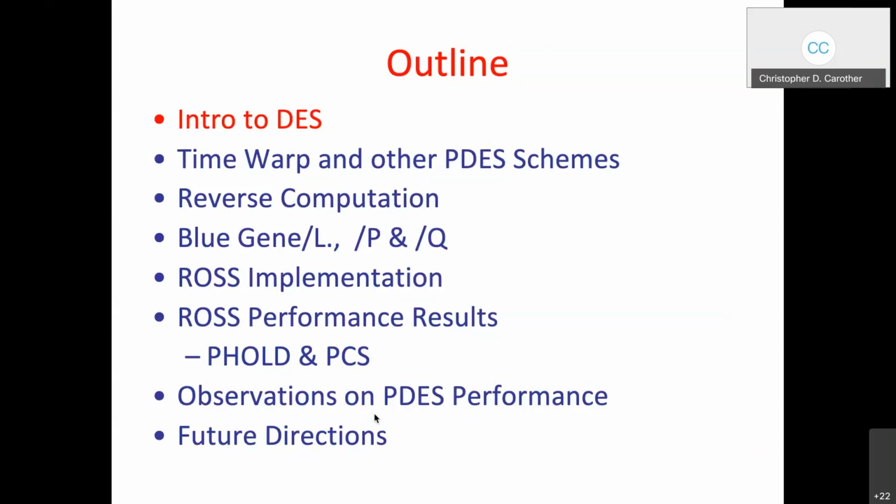Then I'll talk about some of the systems we ran it on, particularly the Blue Gene supercomputers. And I'll talk more about why those systems are really important for high performance computing. Then I'll talk about our implementation of this, some observations, and future directions.